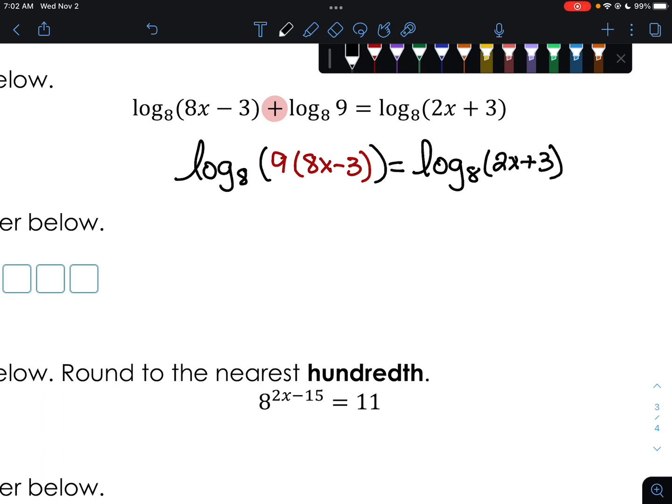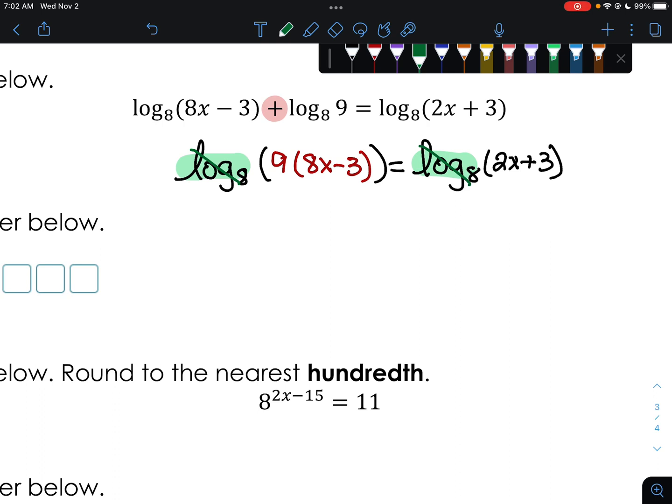So what we need to do here is we see that we now have the same base and we have a single log with a single log. So that allows me to cancel out my bases, okay? And I can set what's on the inside equal to each other. So that's what we're going to do.